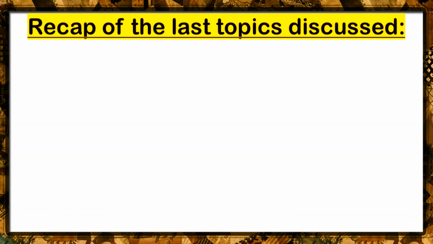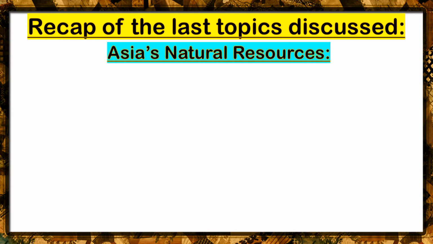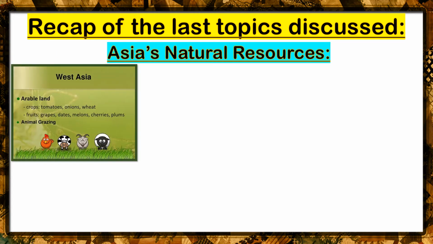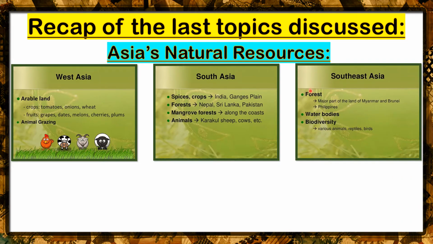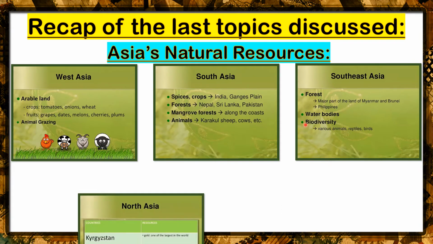Class, before we proceed to our online learning discussion, I would like us to have a short recap or review of the last topics that we have discussed, which was about Asia's natural resources. So in West Asia, we can find arable land and we can do animal grazing. In South Asia, we can find spices or crops, forests, mangrove forests, and animals. In Southeast Asia, we have forests, water bodies, and biodiversity, various animals, reptiles, and birds.